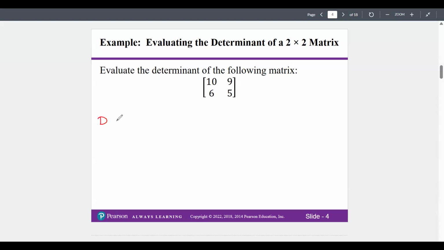We're going to call D the determinant. We should have a straight line here: 10, 9, 6, 5. I don't know how I missed that with the matrix. Then we can go a1 b2 minus a2 b1, or 10 times 5 minus 6 times 9.